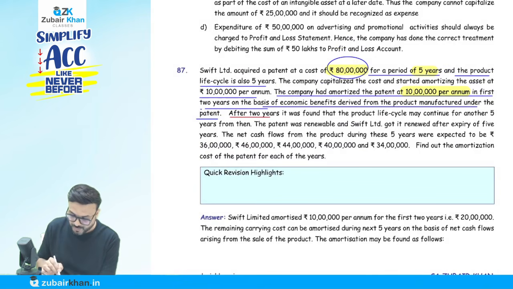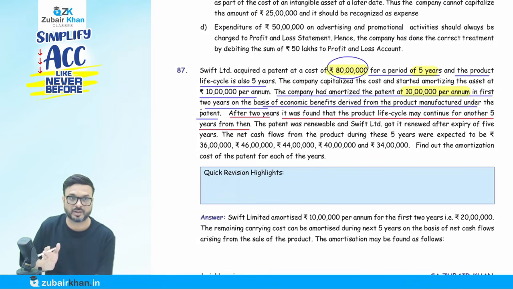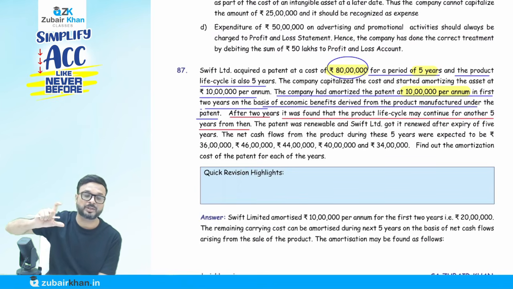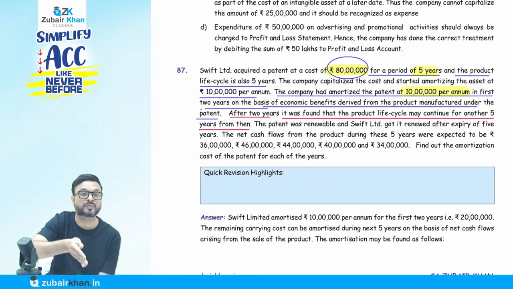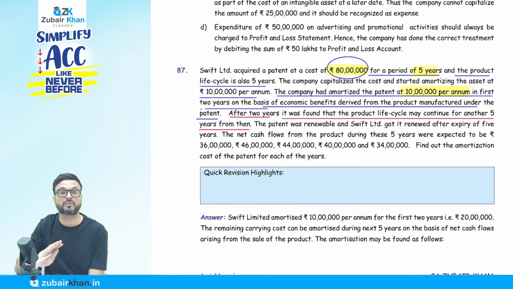Now they say after 2 years, it was found that the product life cycle may continue for another 5 years. Initially they expected the life to be 5 years, and they have already passed 2 years. At the starting of the third year, they believe that the remaining life is still 5 years. It means for the remaining, we have to apply the change prospectively over the next 5 years.